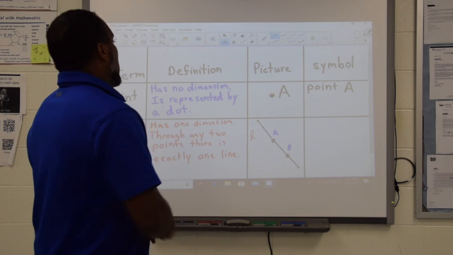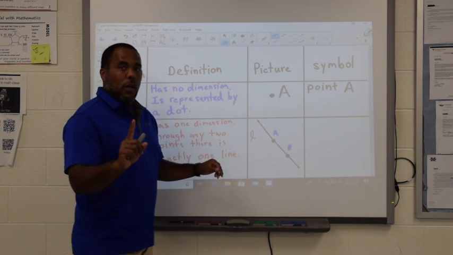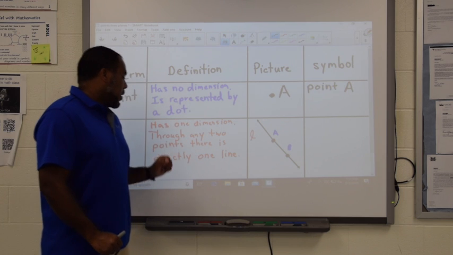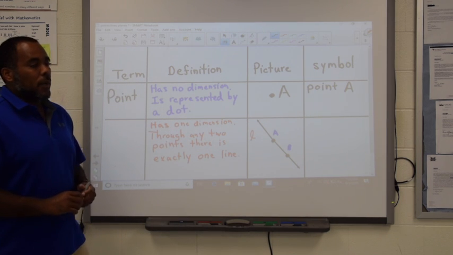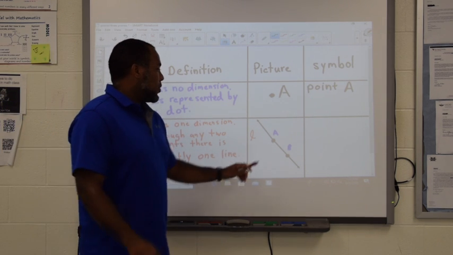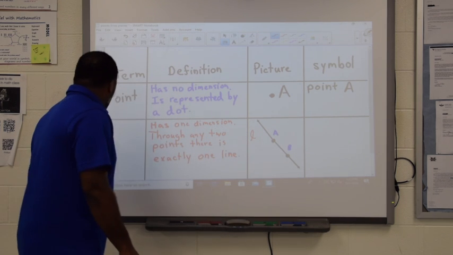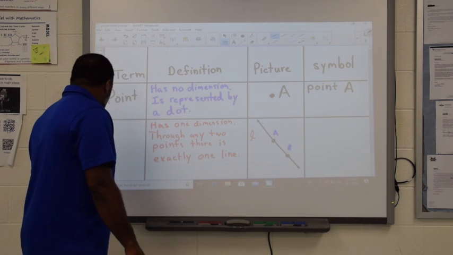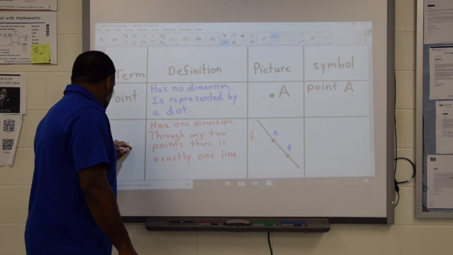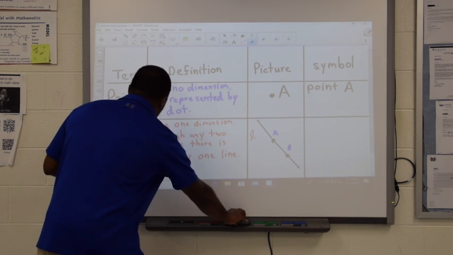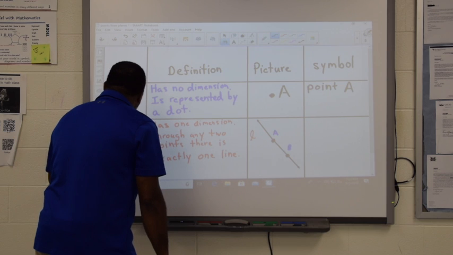The next one that we have is actually just, it has one dimension. So we went from no dimensions to one dimension. And through any 2 points, there is exactly one line. So any 2 points, there's always one line. So here our term is going to be a line.